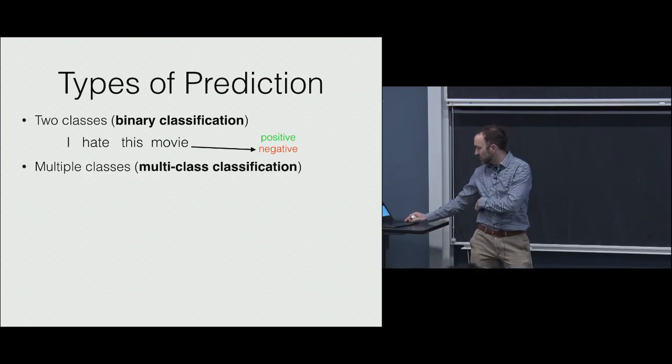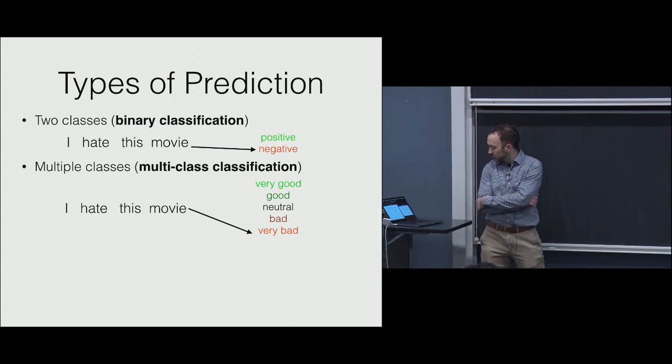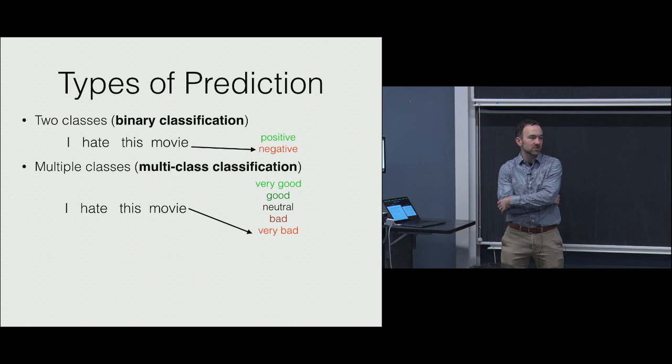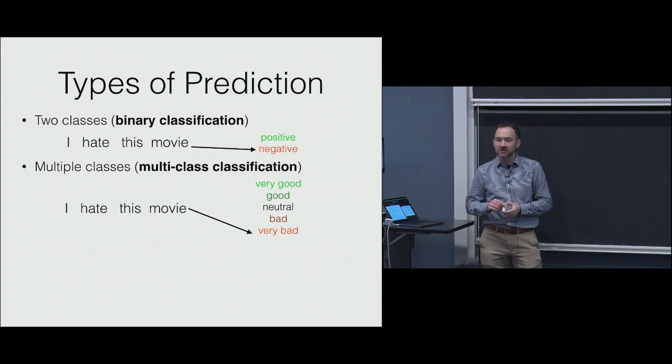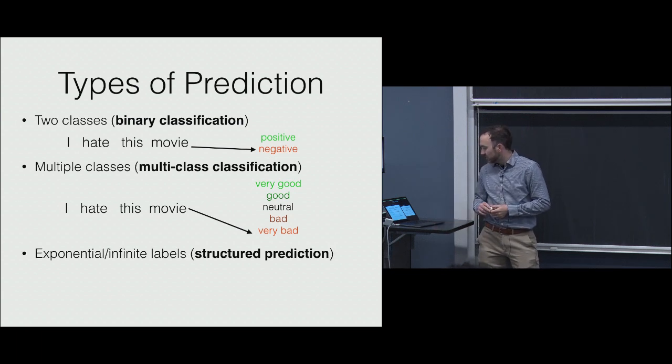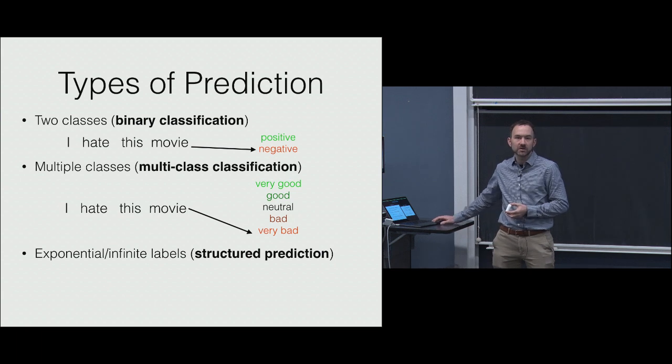Another one is multi-class classification, where you have an input and you want to give it multiple labels. So this could be very good, good, neutral, bad, very bad. It could be all the classes in ImageNet. It could be anything else. The important thing here is this is a fixed number of classes that you're trying to predict over. And then the final one is where you have an exponential or infinite number of labels, or a variable number of labels depending on the size of the input.